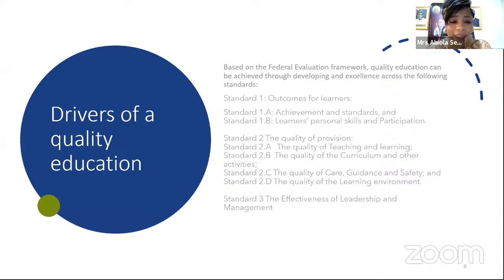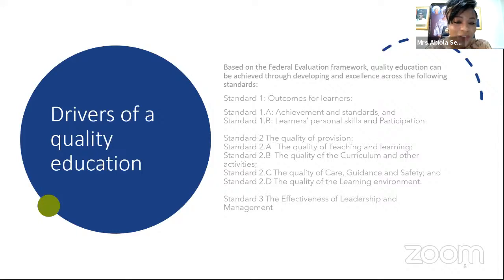Okay, so number one, we have the standard for the outcomes of learners. We have 1A, achievement and standards. We have 1B, learners' personal skills and participation. So if I were to judge the participation of you today, I don't know how well we would be doing. I just have 5 comments in the chat box, okay?